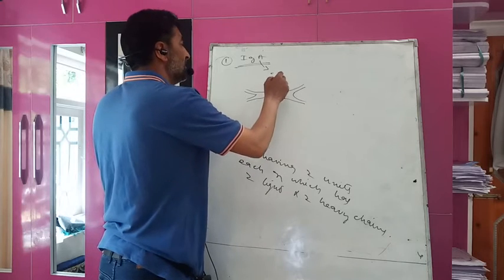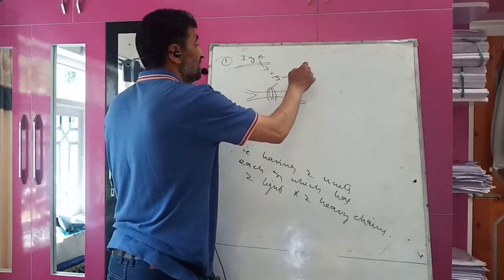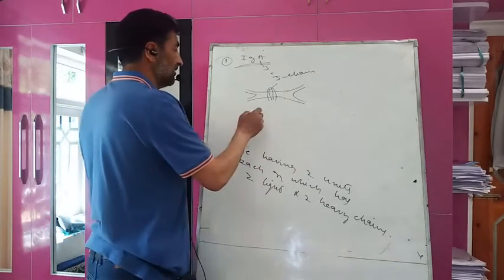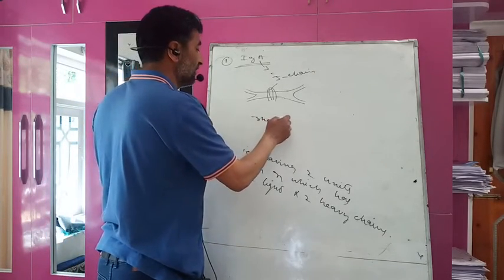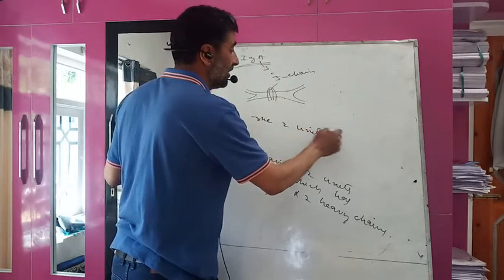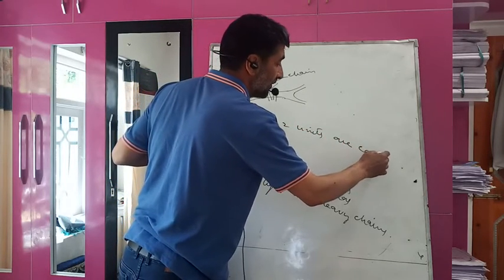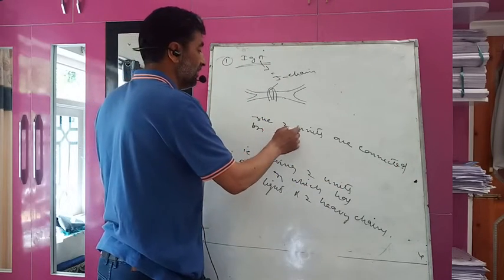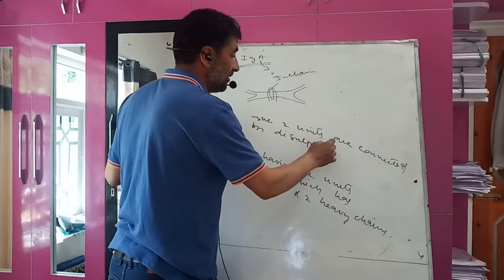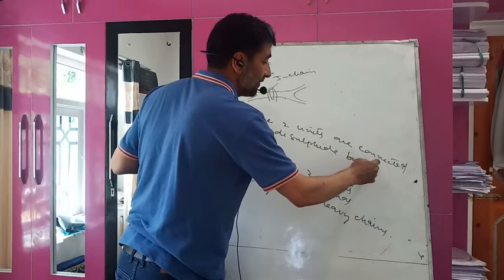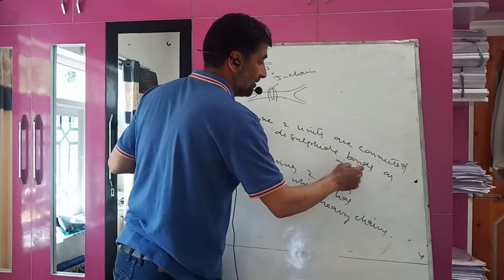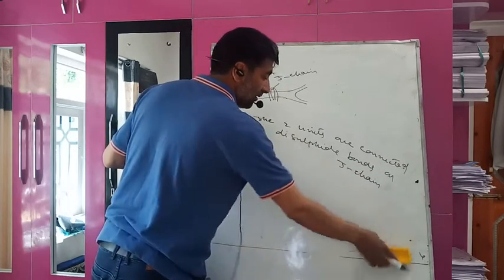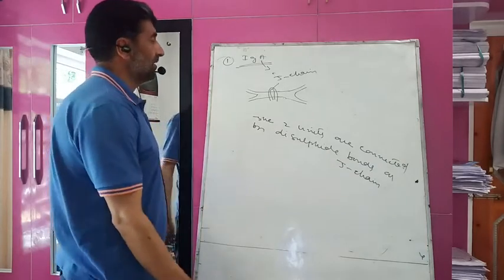The two units are connected by disulfide bonds and a J chain.